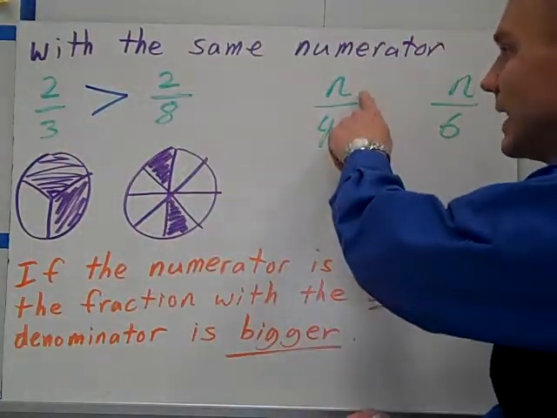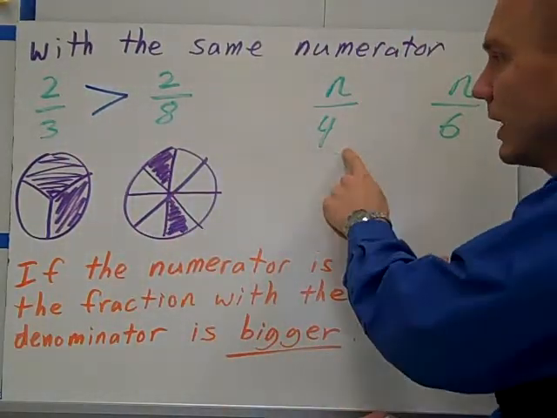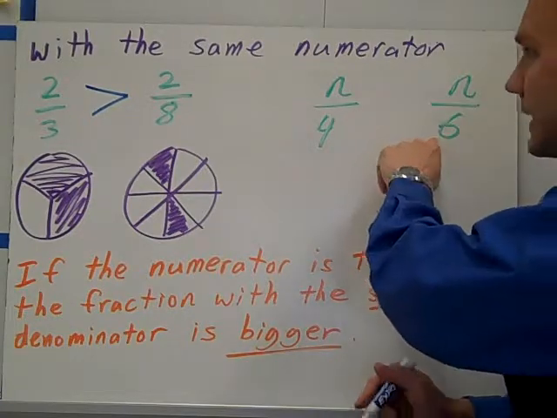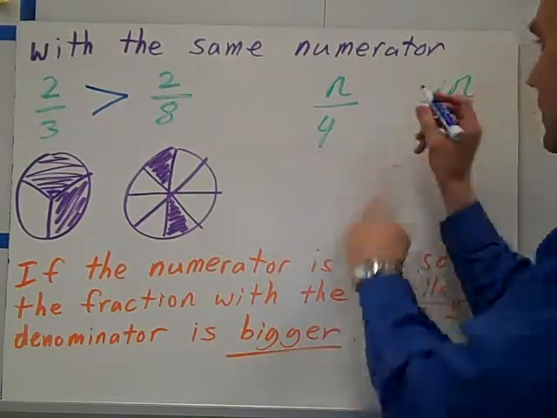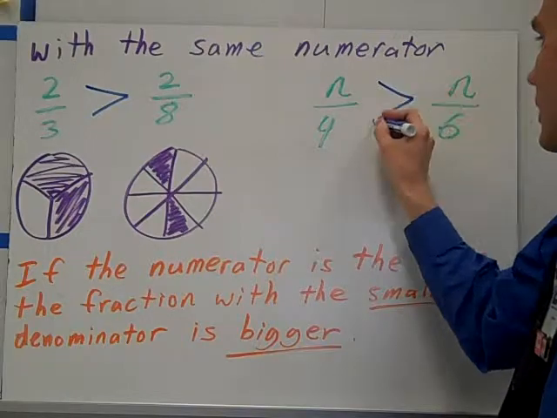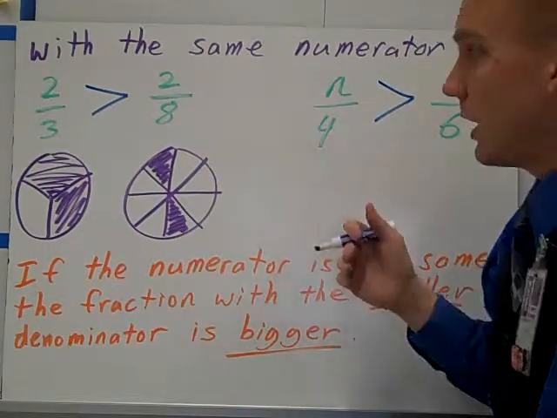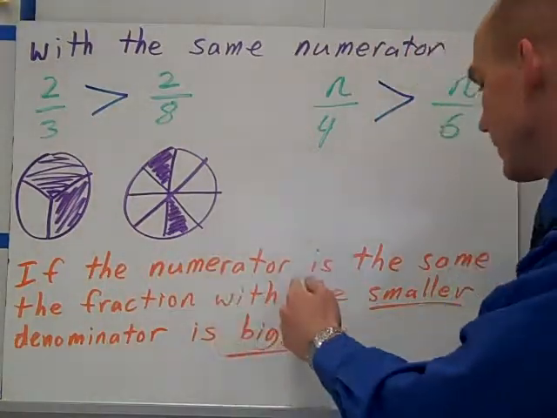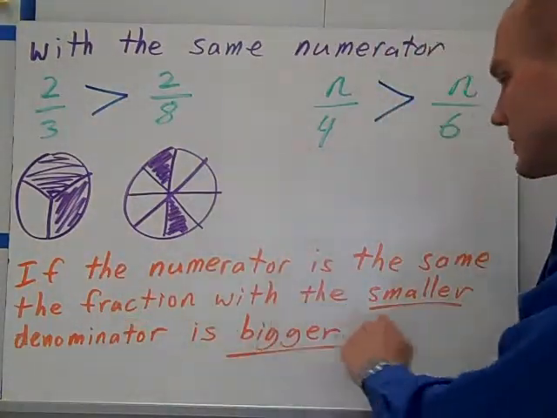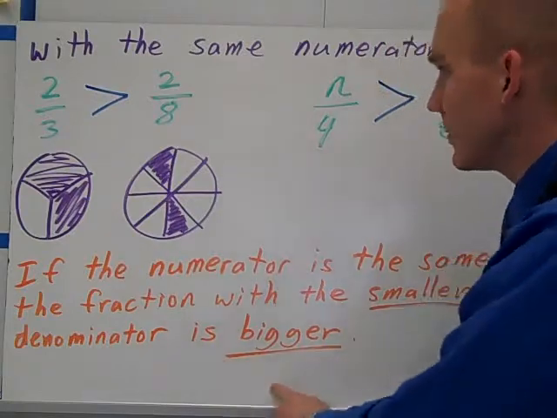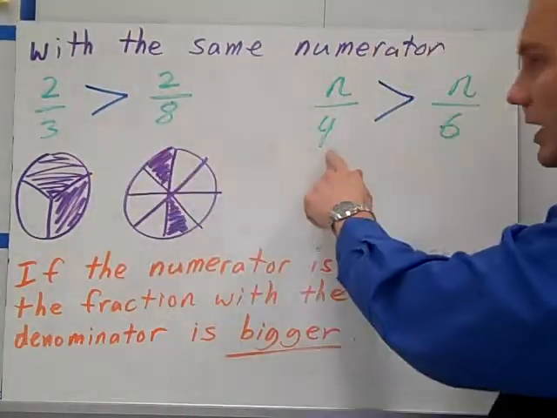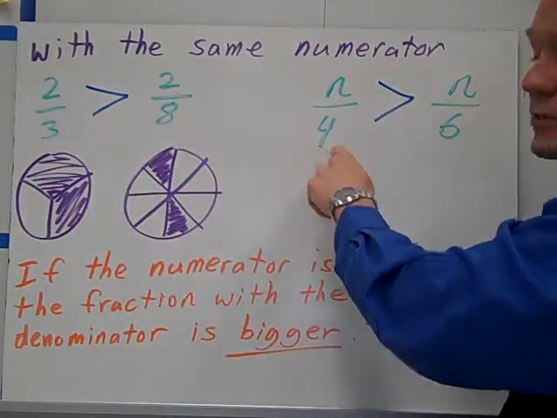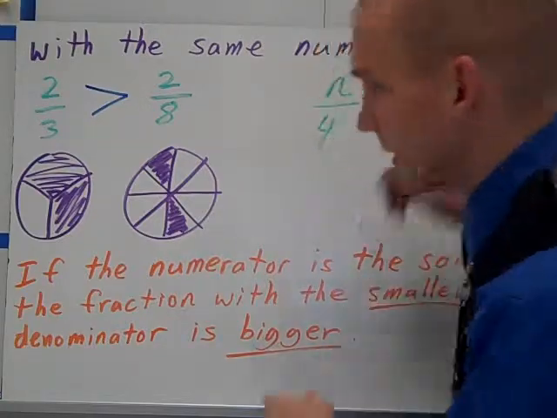Basically what I'm saying is, for any number, as long as it's the same number, n/4 over n/6: 6 is the larger denominator, so it's actually the smaller number. Or 4 is the smaller denominator, so this is going to be the larger fraction. If the numerator is the same, the fraction with the smaller denominator is bigger. So thirds was bigger and fourths was bigger because they had the smaller denominator and the numerator was the same.